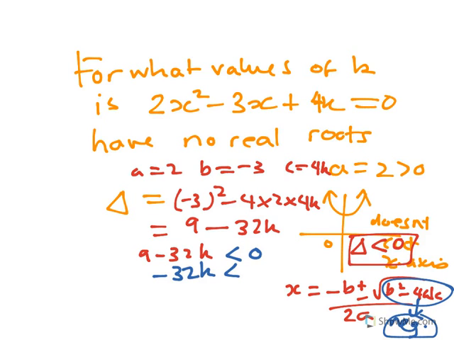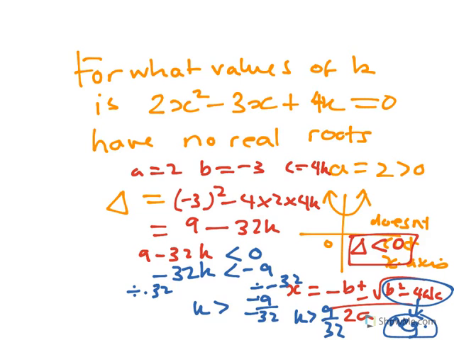So minus 32k is less than minus 9. So when you divide by minus 32, so I'm dividing by a negative, you have to flip the sign around again. So flip it around, you get minus 9 on minus 32. So k is greater than 9 on 32.